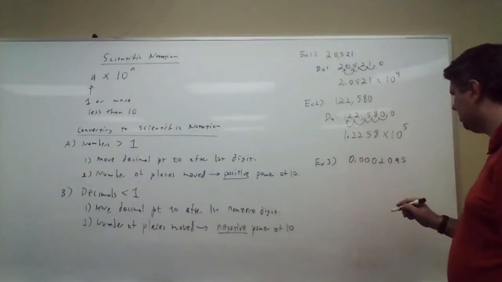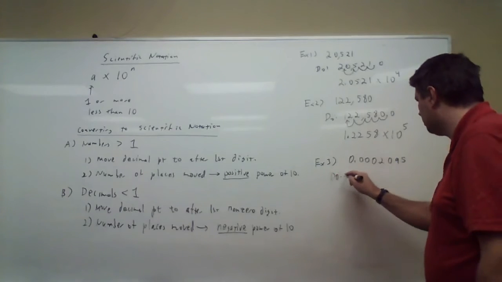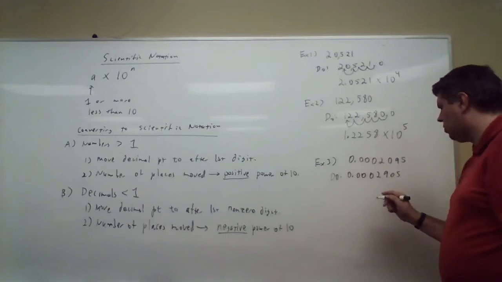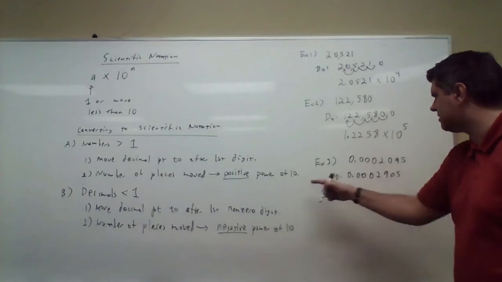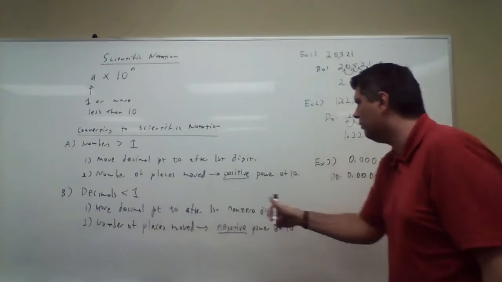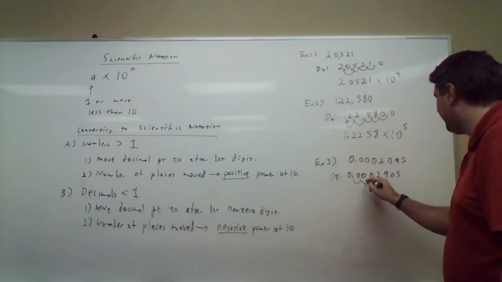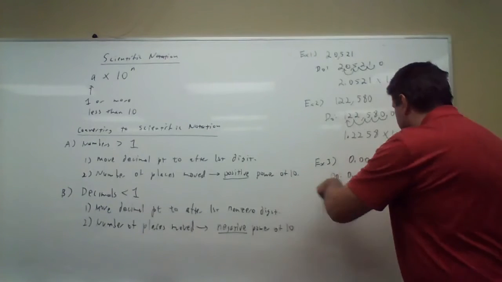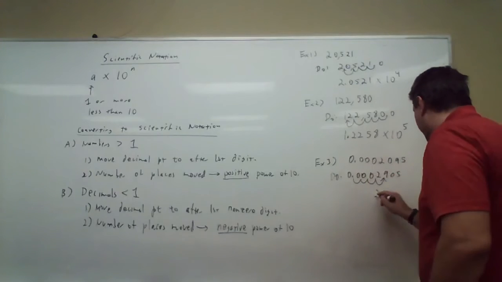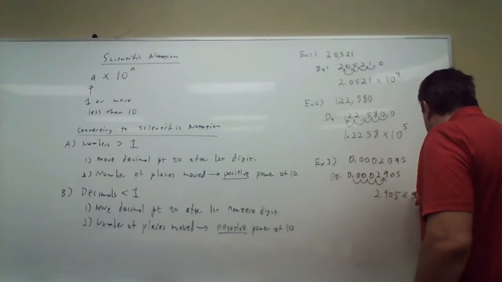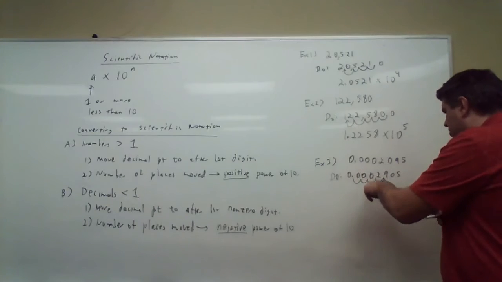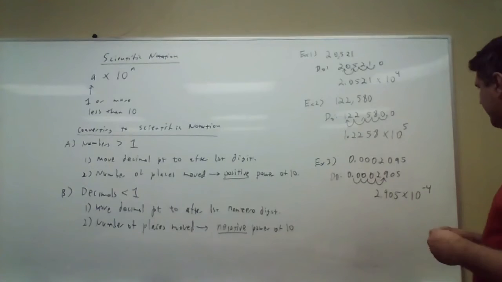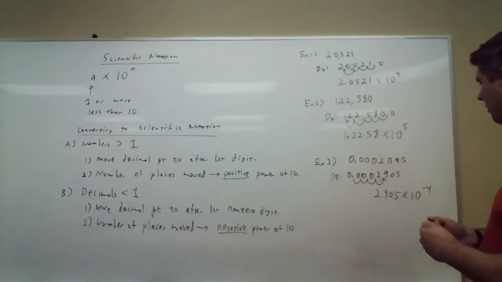Something like this: 0.0002905. What we're going to do is move the decimal point, since it's less than 1, until it is after the first non-zero digit. That's this one. So we have 2.905 times 10, and we moved it 1, 2, 3, 4 places, and that's going to give me negative 4 because the exponent needs to reflect a small number.